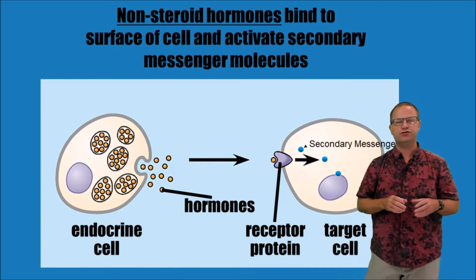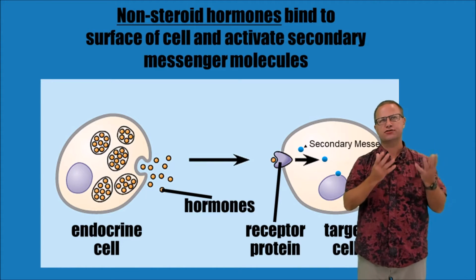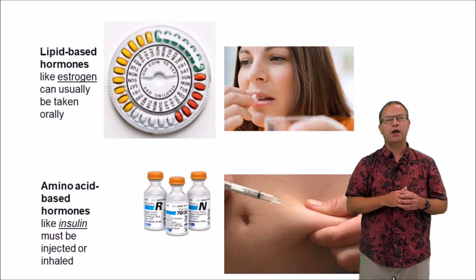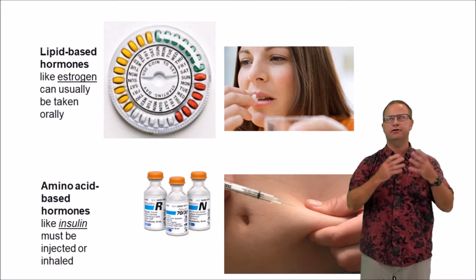And that second messenger will alter what that target tissue is doing in some way. It will alter transcription or translation of DNA. Okay, the composition of hormones also affects the way that we supplement these hormones if they're deficient in the body.